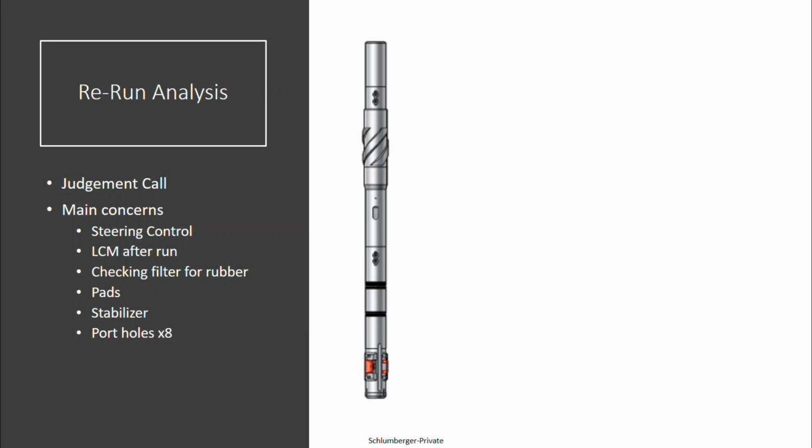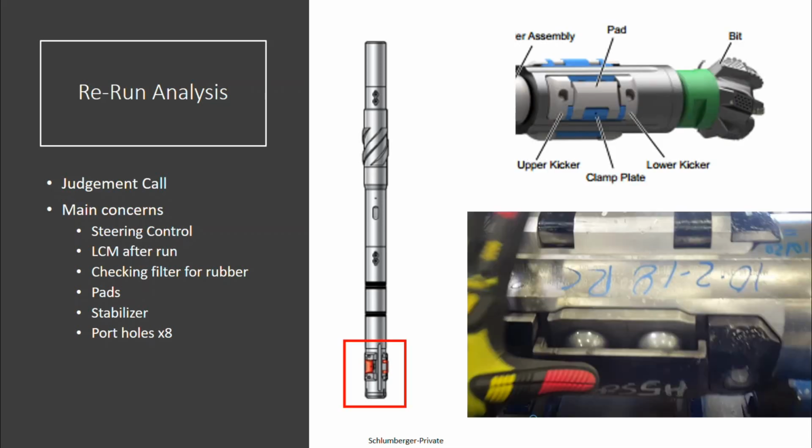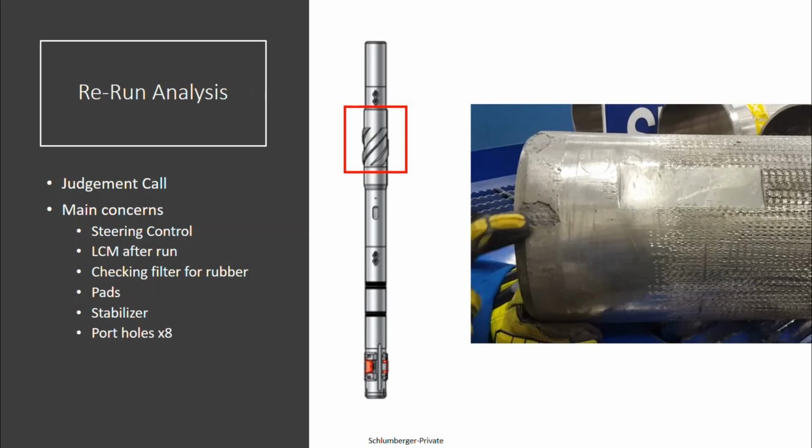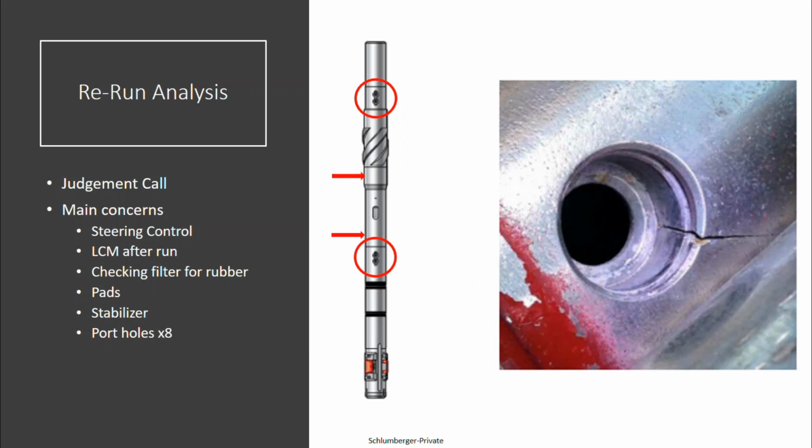Remember, if there's a potential for debris in the tool that could jam and affect your steering, you don't want to rerun it. So that's LCM, potential rubber or metallic particles in the tool. Physical checks, remember checking your pads, checking the play on the pads and the damage on the edges or the lower kicker. Your stabilizer, make sure there's no erosion spots. Make sure that that stabilizer is engaged because that is the third point of contact for your steering fulcrum. And then remember there's 8 portholes on there. Make sure that the bolts are in them and that there is no hairline cracks along the edges since this is a high stress concentration area.